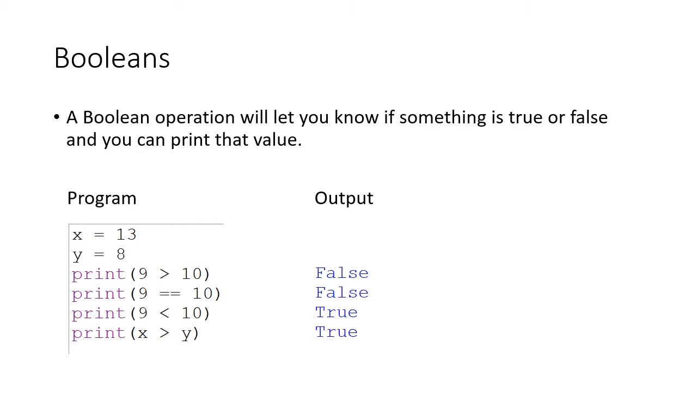Remember that if you put one of those things in quotes, for example, if you put quotes here and here, those aren't the best quotes in the world, but you get the idea, that would just print off 9 space greater than space 10.